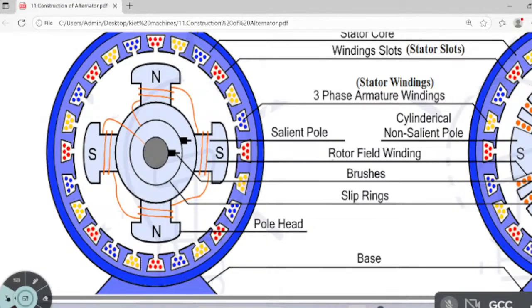Salient pole alternator. Here also two parts. What are they? Stator and rotor. Stator consisting of only conductors, that is three-phase conductors, 120 degrees apart. You have to use that word. Three-phase AC conductors are placed in the stator of the alternator.